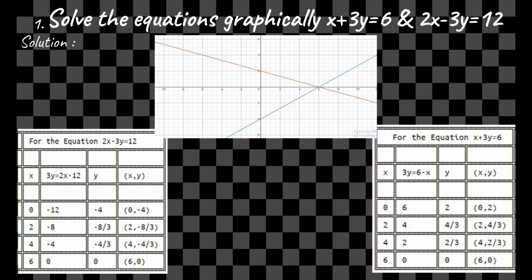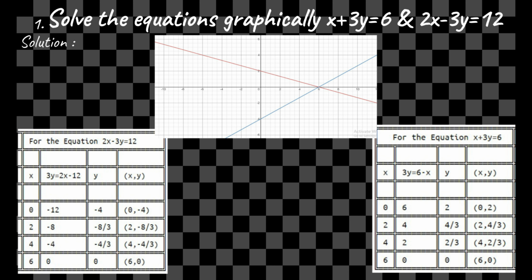Together we get the values of the ordered pair x, y. And for the equation 2x minus 3y, by taking the values of x as 0, 2, 4 and 6, and by substituting we get the values of y. Together we get the values of the ordered pair x, y. By plotting the points on the graph, we get the graph as shown in the figure.